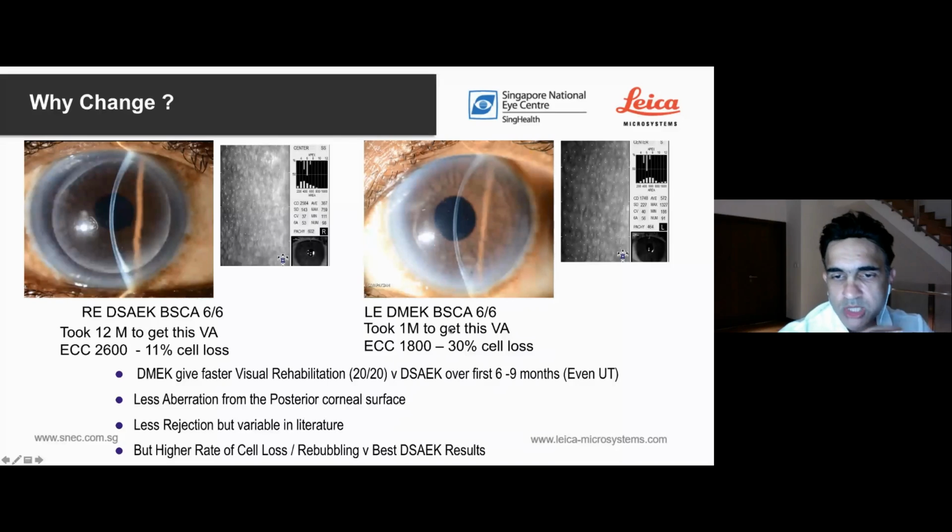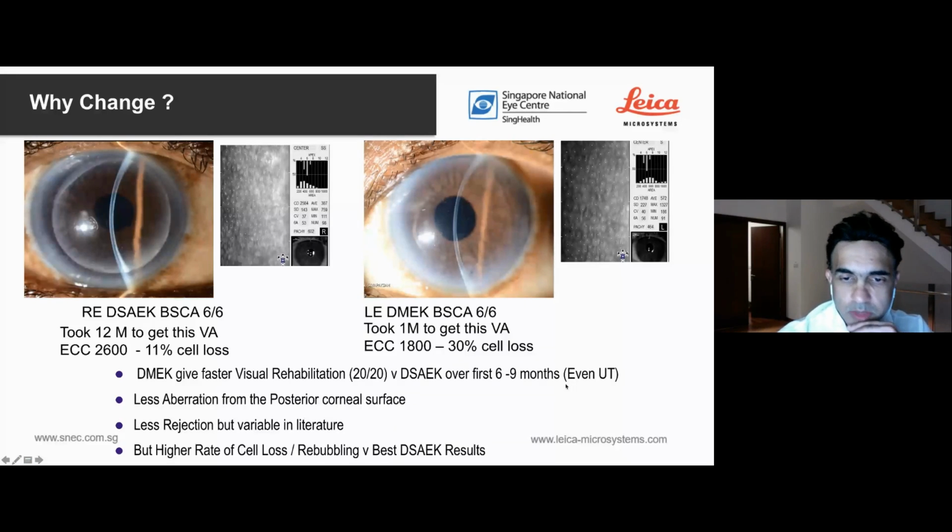Of course, if you ask him which vision he prefers, he does prefer the DSAEK vision because there's less aberration on the posterior surface. It's very difficult to even see the DMEK tissue itself on the back of the cornea. So that's why a lot of people switch to doing DMEK surgery, because patients do get faster visual rehabilitation, mainly because they get less aberrations on the posterior surface of the cornea itself. So they do get better visual acuity, especially over the first 6 to 9 months, even if you compare it to the best ultra-thin results.